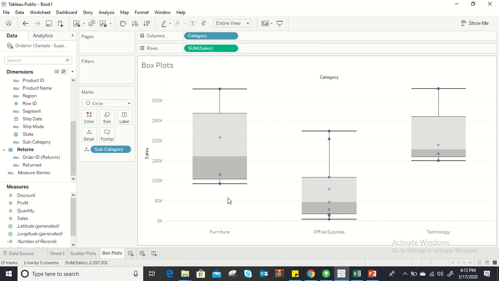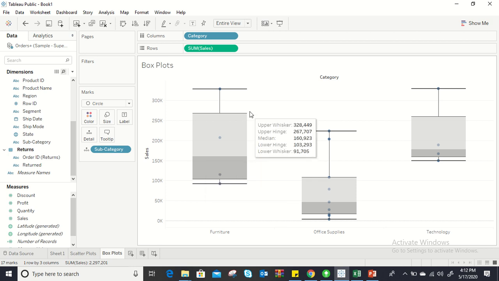Now, let's look at the first one, which is furniture, right? You have these two tails at the top and bottom. The bottom one is called the lower whisker, and the top one is called the upper whisker, right? And then you have this whole box which is in between them, and this line in between them. This line represents the median, the median sales for furniture, which is around 160K.